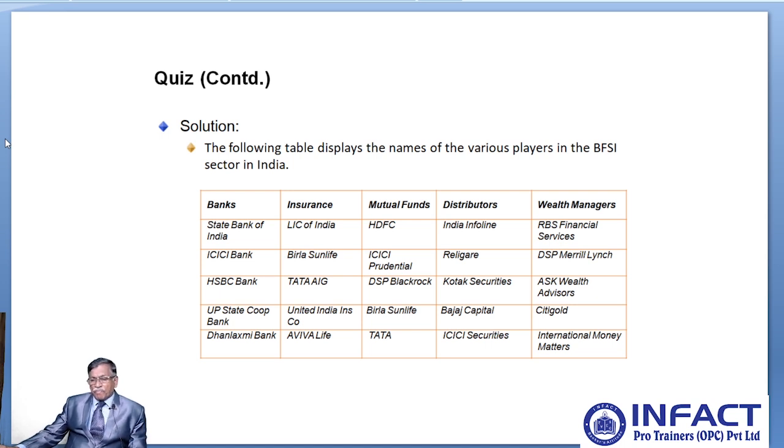When coming to mutual funds, the mutual funds are being dealt by companies like HDFC Bank, ICICI Prudential, DSP BlackRock, we have Birla Sun Life Mutual Fund, and we have Tata. When you talk about distributors, we have companies like India Infoline, Religare, we have Kotak Securities, and we have Bajaj Capital, and we have ICICI Securities. When you discuss wealth managers, we have the following companies: RBS Financial Services, DSP Merrill Lynch, ASK Wealth Advisors, we have Citigold, and finally International Money Matters. These are the companies which are all called wealth managers.